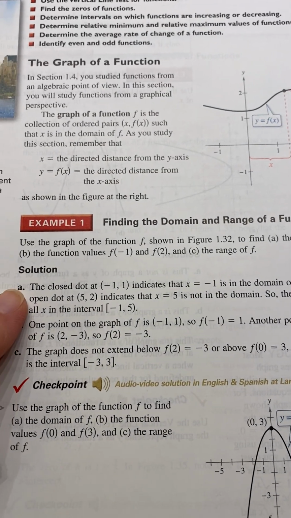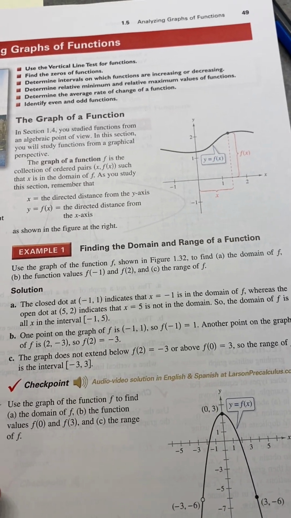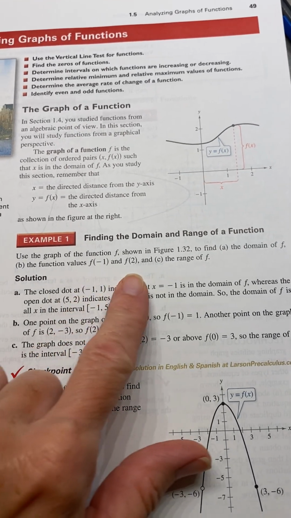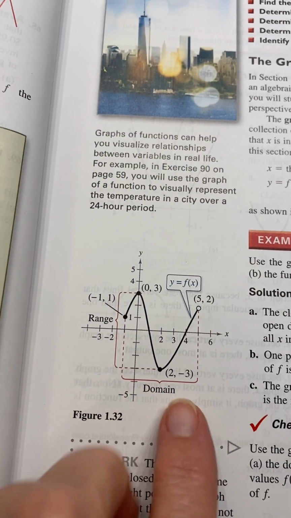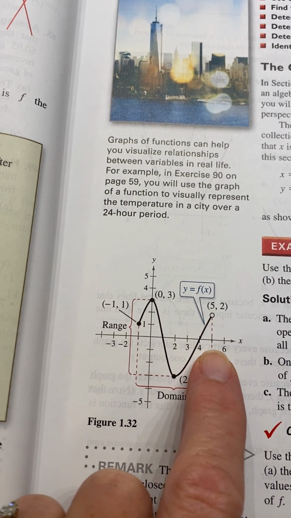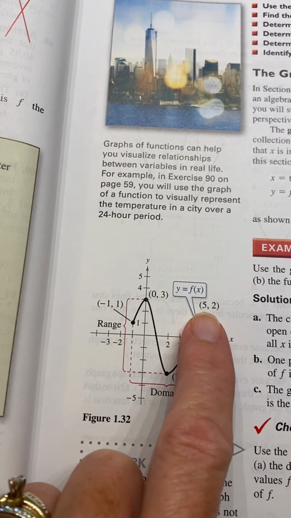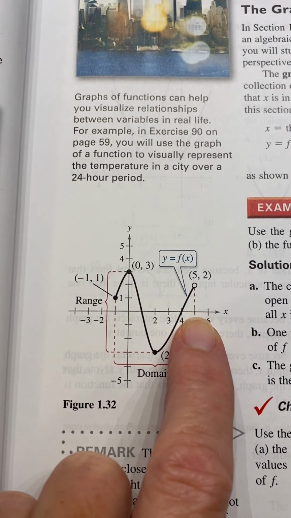Example 1: use the graph at the left to find the domain of f, and then f of -1, f of 2, and the range of f. So let's take a look at this. Whenever you see an open circle like that, that means that this point, the point (5, 2), would not be included in the domain.